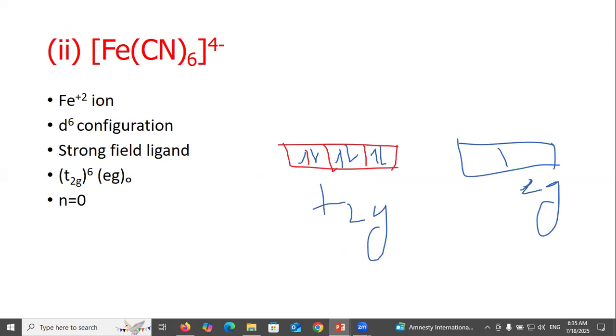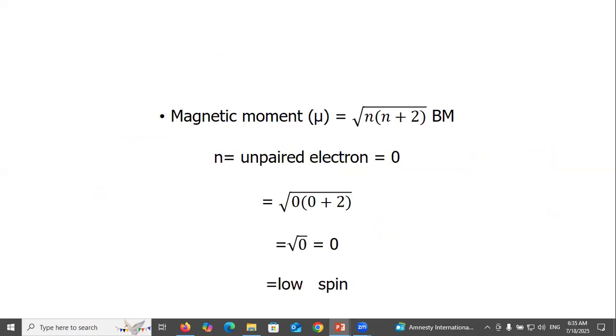Ferrous with d6 configuration, strong field region: t2g6, n equal to 0. Magnetic moment 0. Low spin.